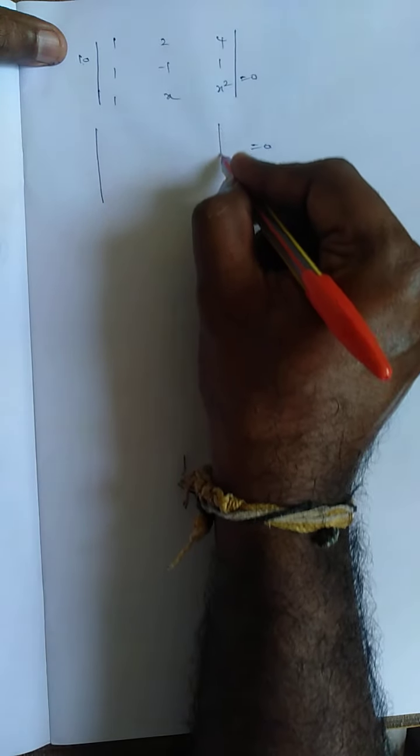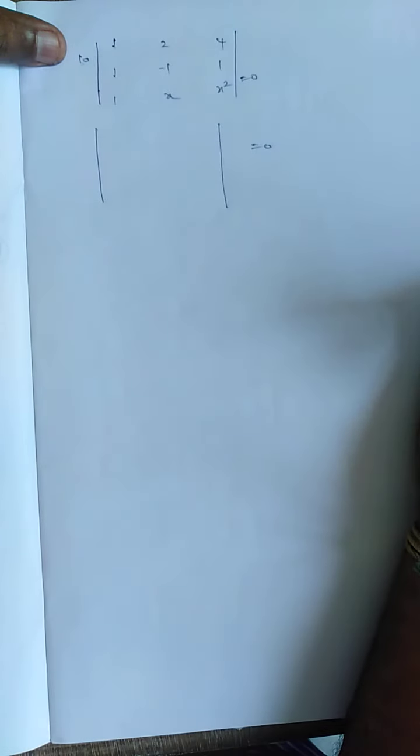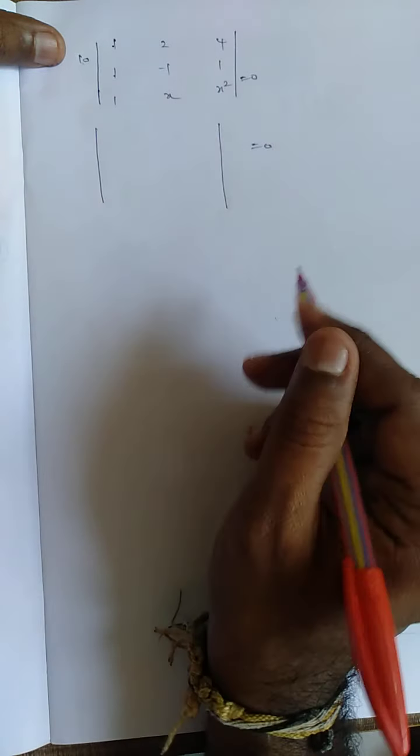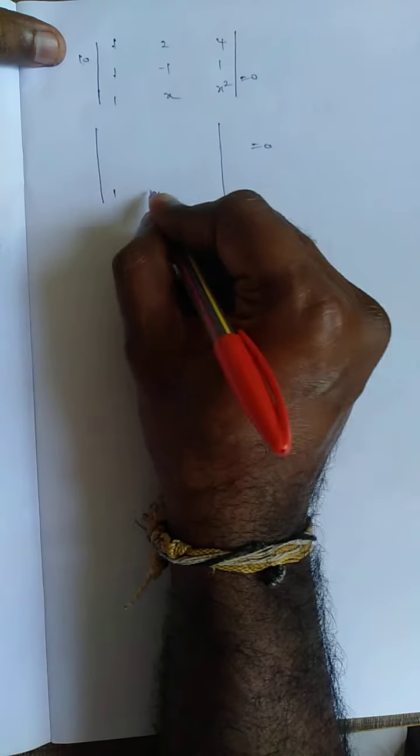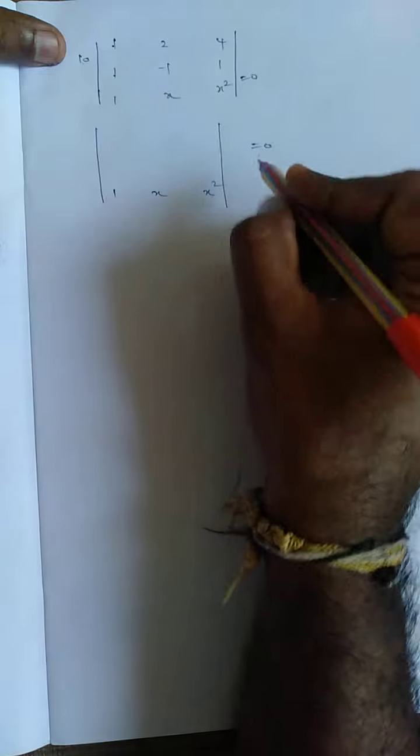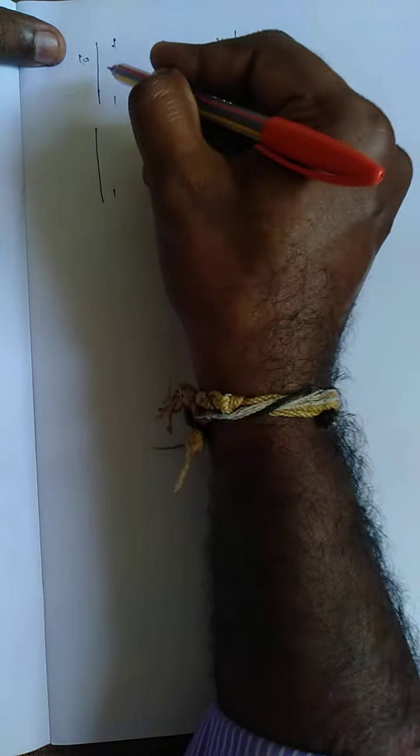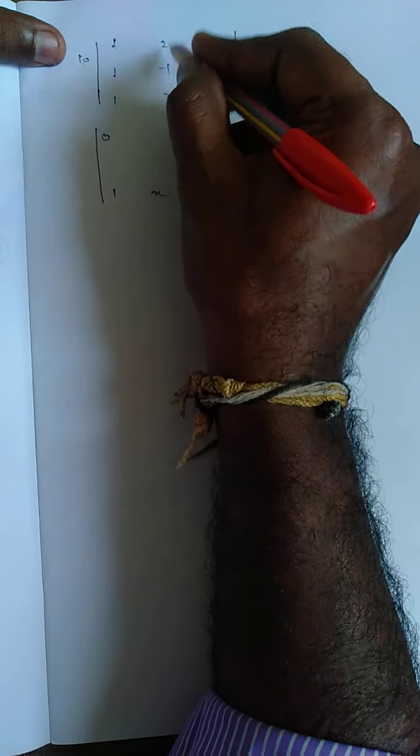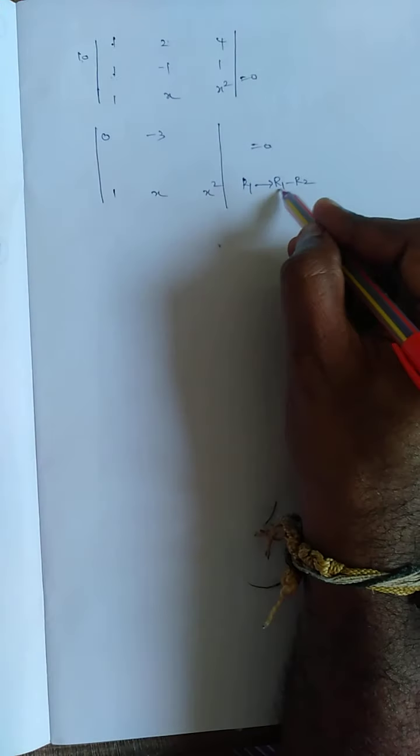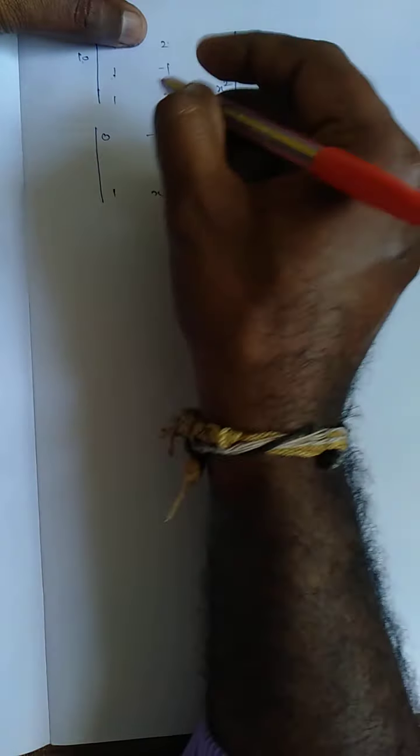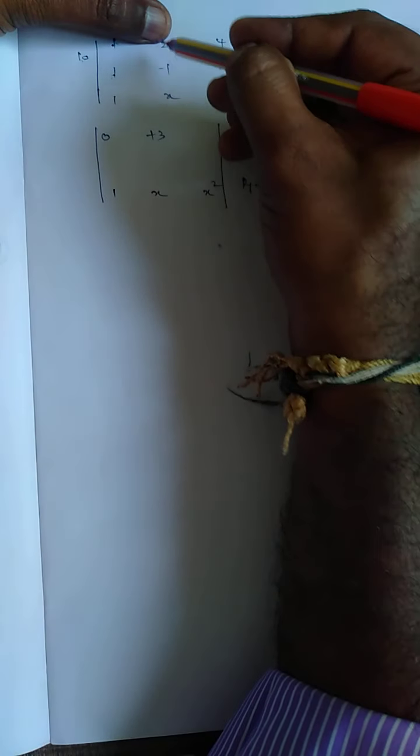I am going to make some alteration also here. I am going to make this one as 0 and this one as 0. So the expansion will be very easy for us. There is no change in R3, so write R3 as it is. Therefore R1 tends to R1 minus R2. 1 minus 1 is 0. Minus 1 minus 2 is minus 3, this minus becomes plus, 2 plus 1 is 3, 4 minus 1 is 3.